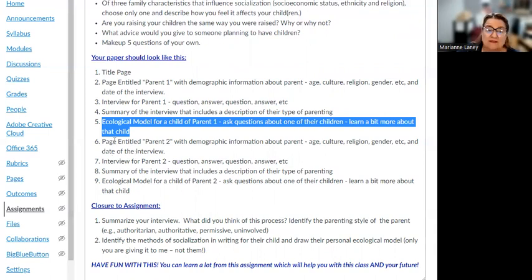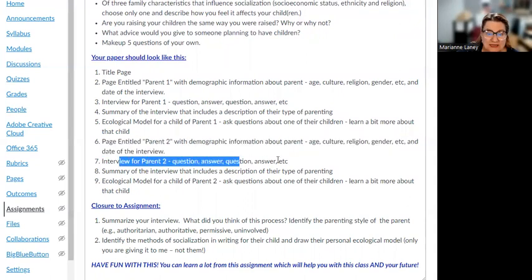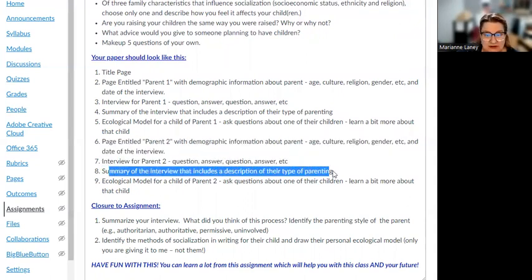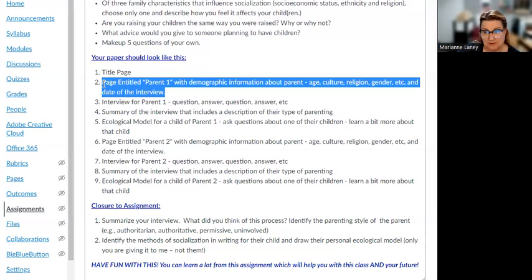Let's see, parent, and then we go on to parent 2. Give me the demographic information, the question answer, summary of the interview, and then the ecological model. So this is what I'm looking for here. So 1 page for title. This 1 page, you can just give me maybe like a paragraph, which is 5 to 10 sentences. And please say it in very comprehensive ways.